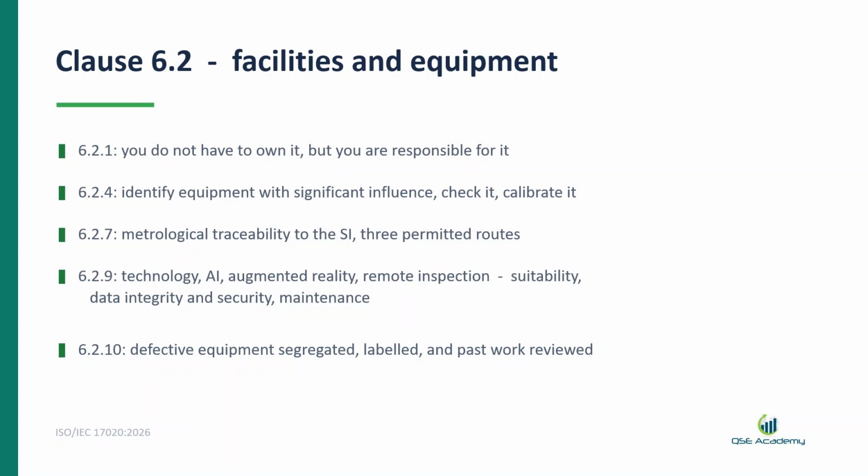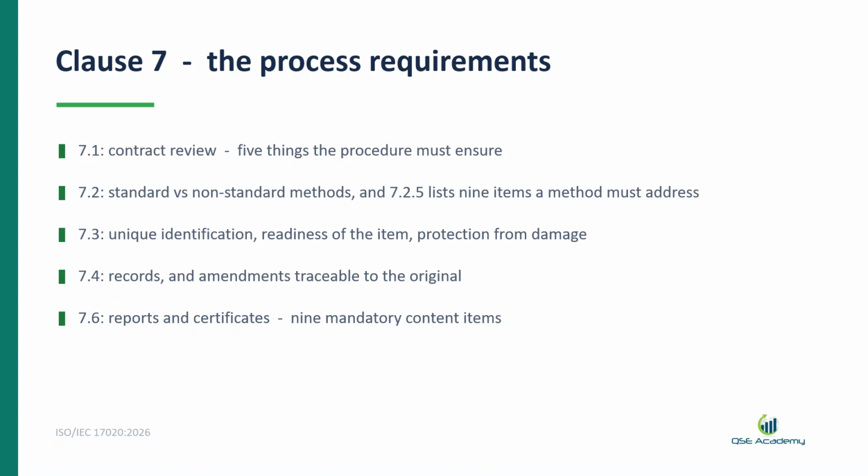If you use technology in connection with inspections, and it names computers, automated equipment, data processing, artificial intelligence, augmented reality, and remote inspection techniques, you must ensure it is suitable, protect data integrity and security, and maintain it. In 6.2.10, defective equipment is segregated and labeled, and you must examine the effect of the defect on previous inspections. Clause 7 is the operational heart, and there is a lot in it.